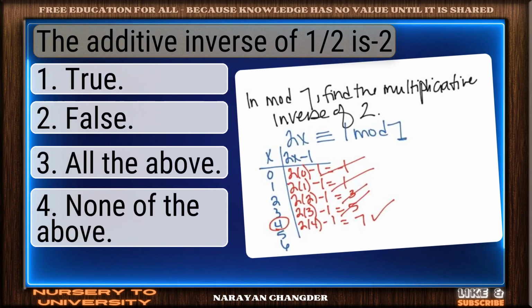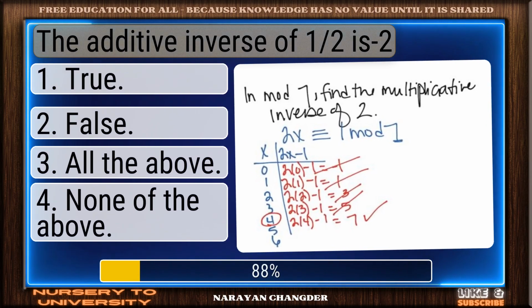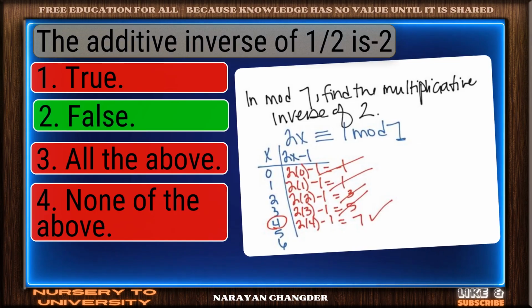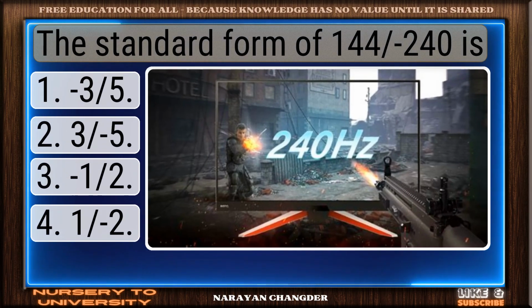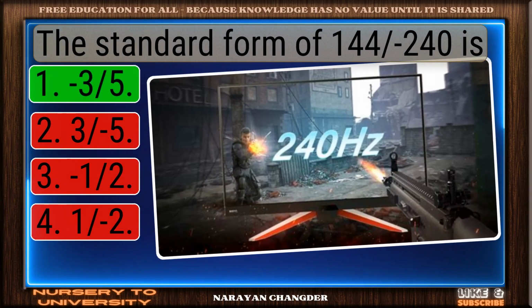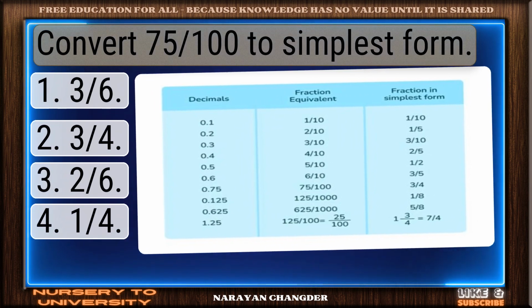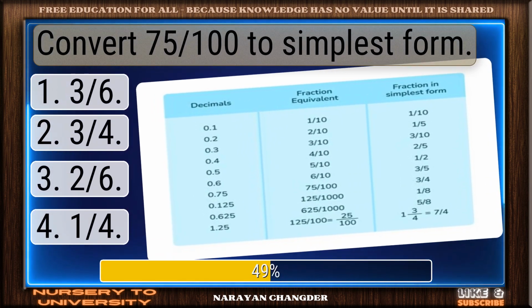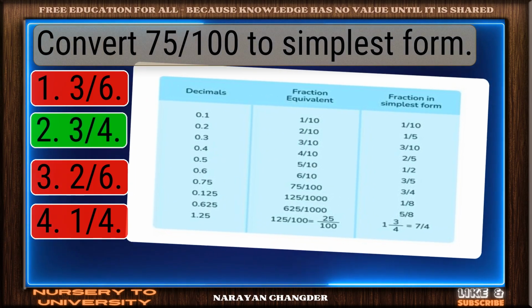Question number 115. The additive inverse of 1/2 is 2. Exactly. False makes sense and it is right choice. Question number 116. The standard form of 1/2 plus 3/40 is. 3.5 is a solid answer. Question number 117. Convert 70/100 to simplest form. You got it. Your choice 3/4 is right.